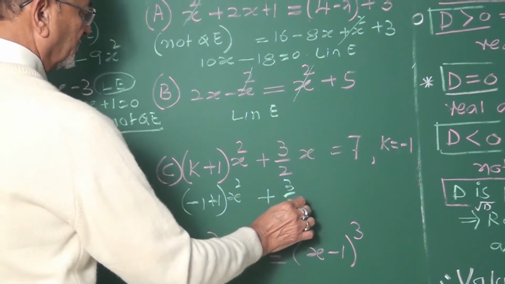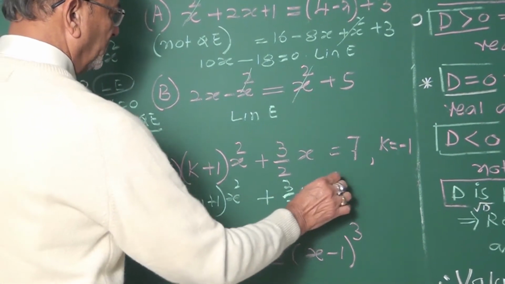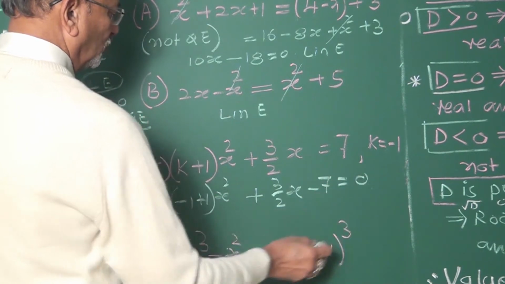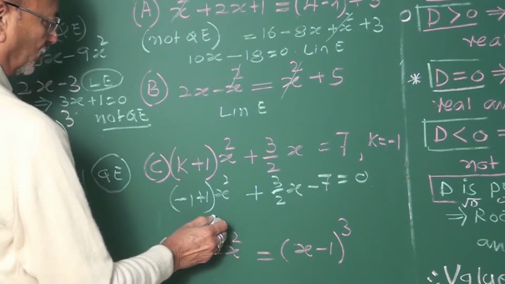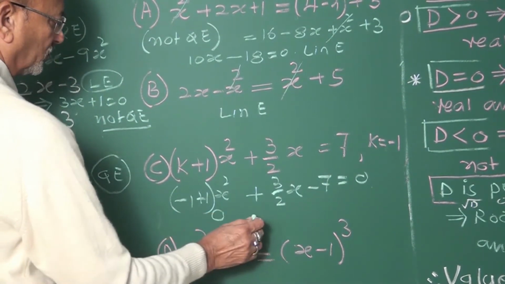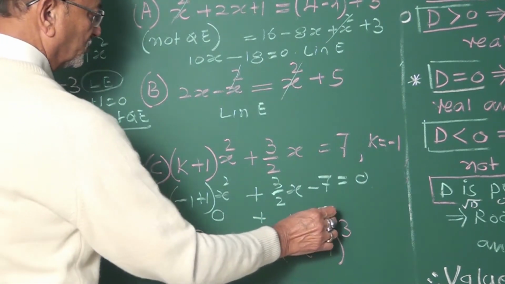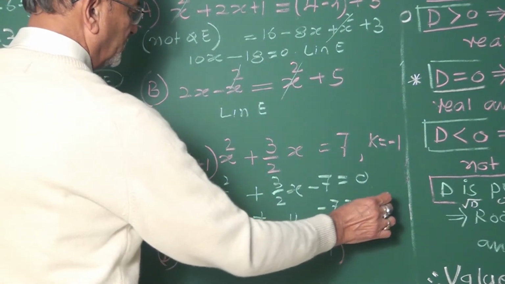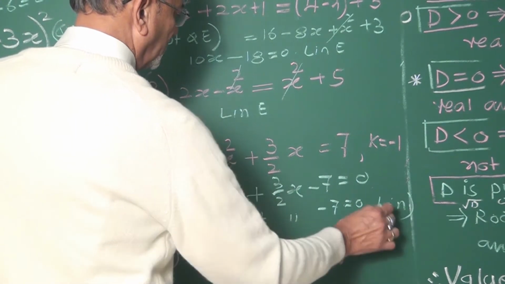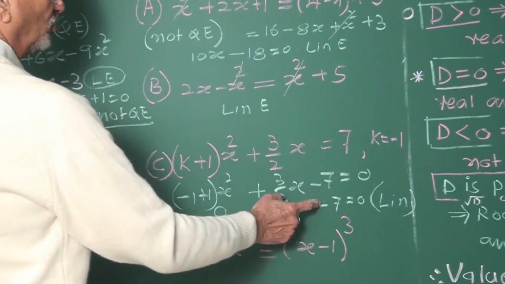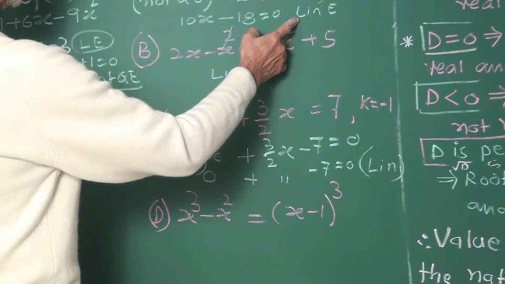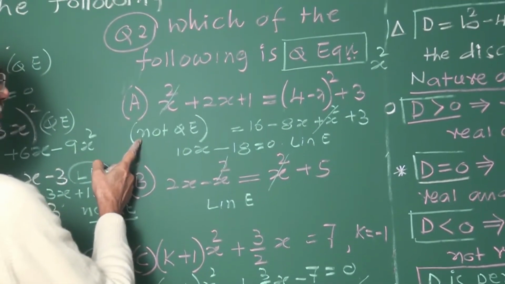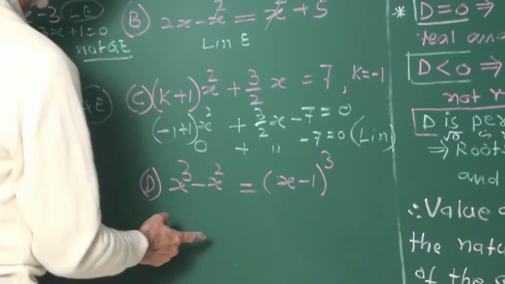You are getting 3 by 2x minus 7 equal to 0. So, what does it contain? It is 0 into x square, which means it is 0, plus this minus 7. Once again it is linear. It is not quadratic. It is also not quadratic. This one is quadratic. Why, tell?